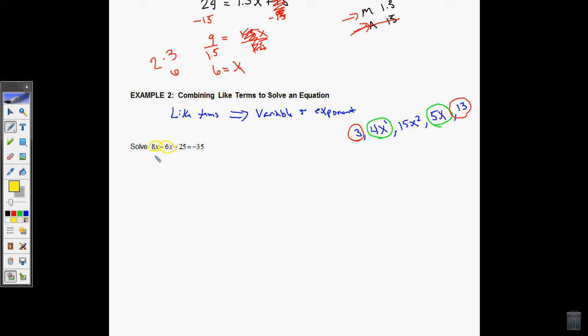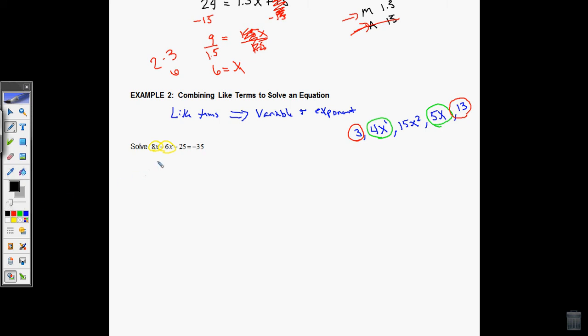I don't want you to think of these equations as 8x minus 6x minus 25. This equation combines 8x, negative 6x, and negative 25. The sign to the left of a term is its sign, and it's going to carry with it regardless of what you do. When we move equations around, when we rotate pieces, those signs are going to be very important. So let's combine 8x and negative 6x.